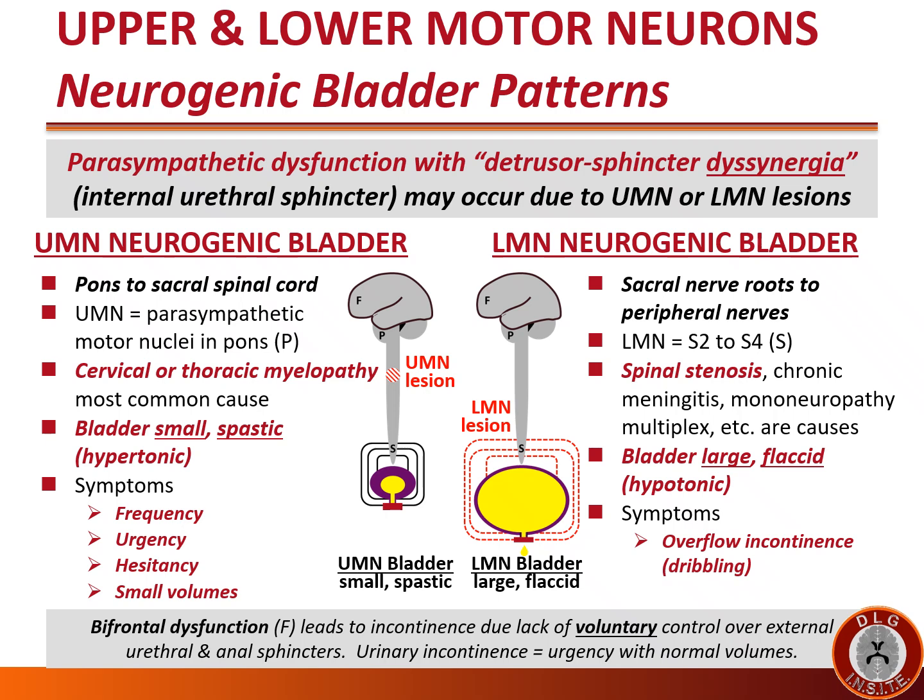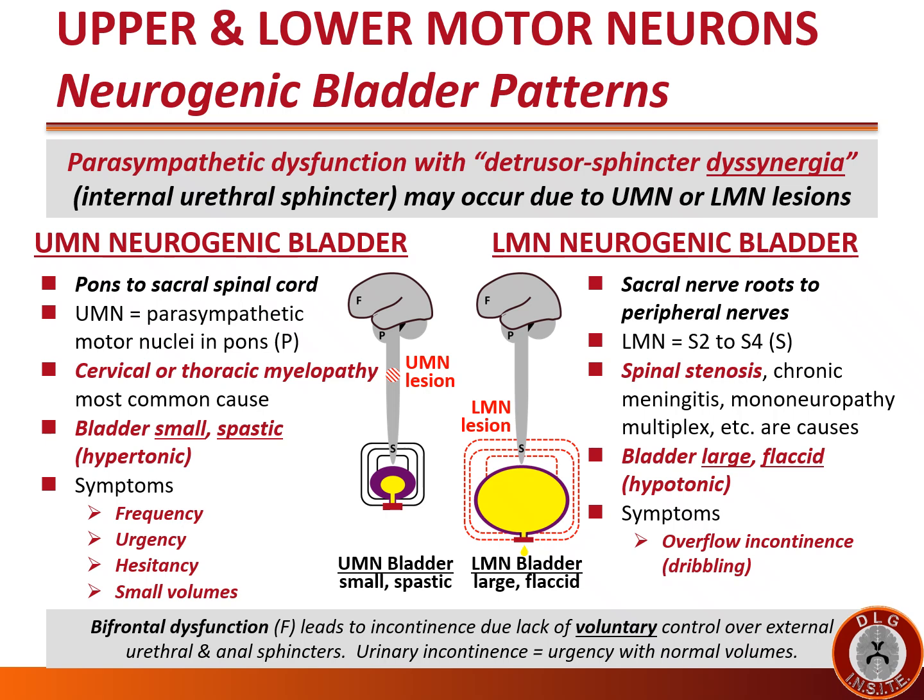Because the vast majority of the wiring that involves the bladder in the upper motor neuron is in the spinal cord. When people have upper motor neuron neurogenic bladders, the lesion's almost always in the cervical or thoracic spinal cord. A myelopathy refers to a spinal cord injury. Myelo is spinal cord, pathy is disease. So a cervical or thoracic myelopathy is by far the most common cause of upper motor neuron neurogenic bladder.